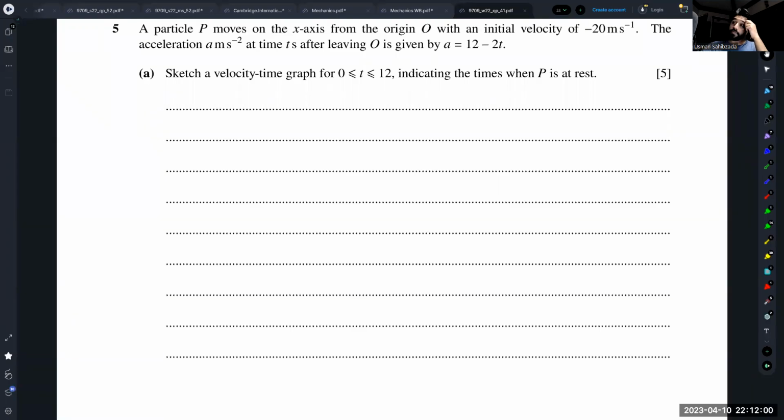Try it yourself first. A particle P moves on the x-axis from the origin with an initial speed.